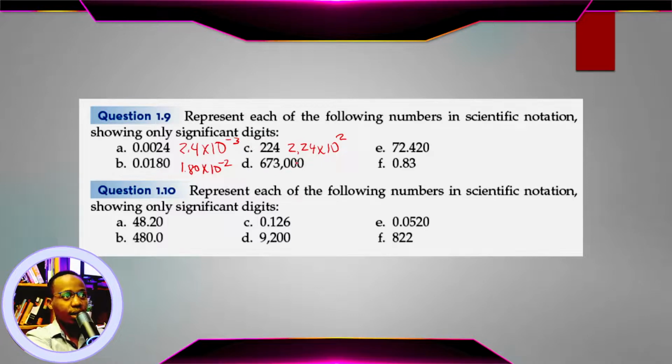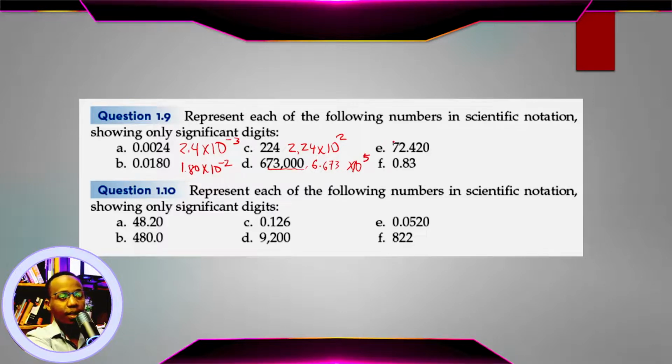How about this one? I want you to pause and see if you can figure it out. But again, since this is above 0, we're going to move the decimal from the end all the way until we have one number. So we're going to get 6.673, right? And then times 10 to the number that we moved. So we moved 1, 2, 3, 4, 5. So 6.673 times 10 to the 5th.